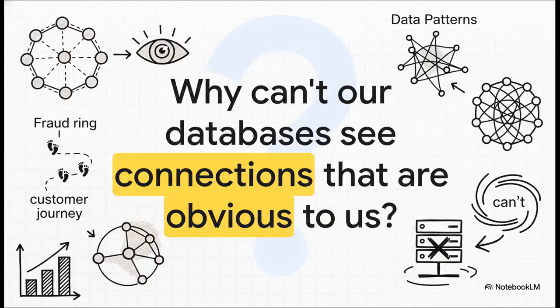So it all kicks off with this question, and I bet this has frustrated a ton of you at some point. You can literally look at your own data and you can see the patterns, right? You see the customer journeys, you can spot the fraud rings, but then you ask your database to find the exact same thing and it just slows to a crawl. Or worse, it just can't do it. So what is going on? Why is there this massive disconnect?